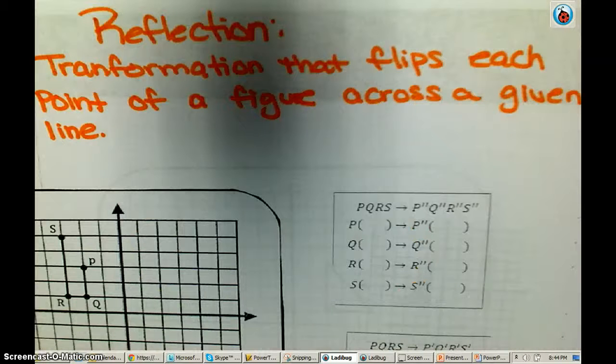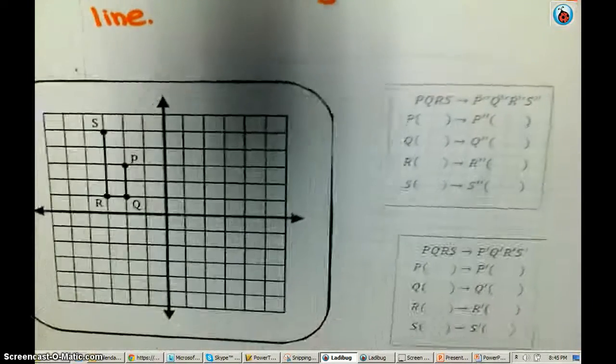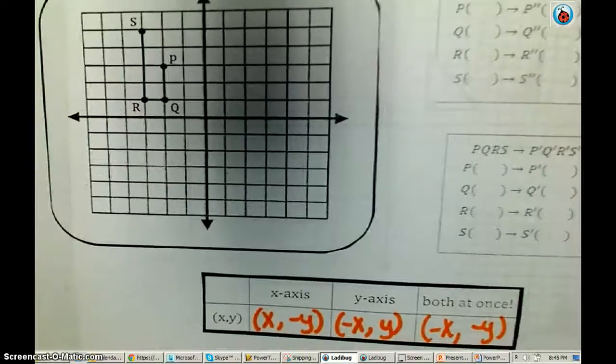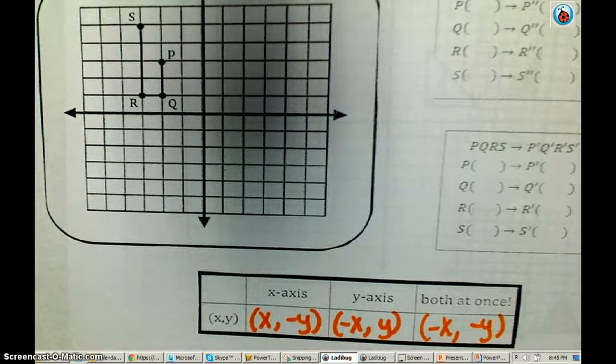Alright, a reflection is a transformation that flips each point of a figure across a given line. So you're always going to be given the line of reflection. We're not going to worry about this part right here for right now, just going down so we can get to the rules. The three lines that we're going to focus on are the x-axis, the y-axis, and then both lines at the same time.